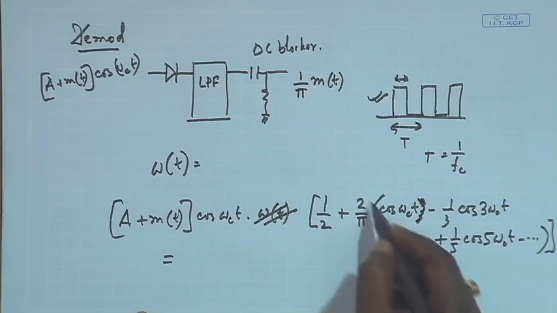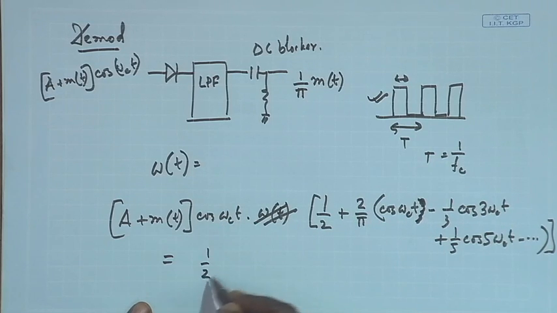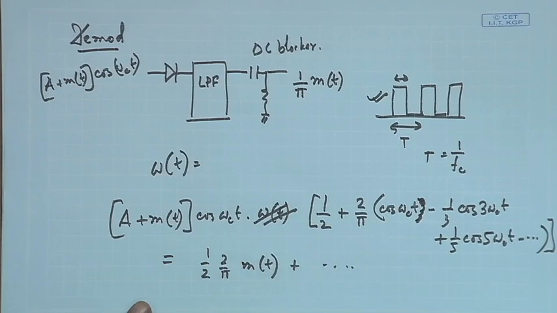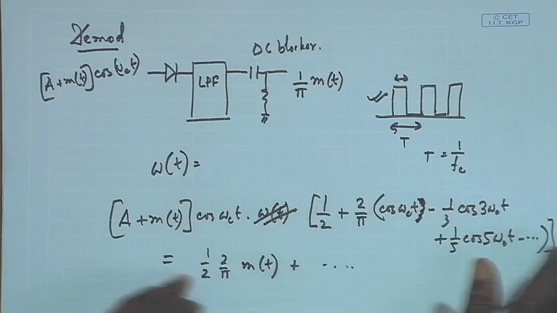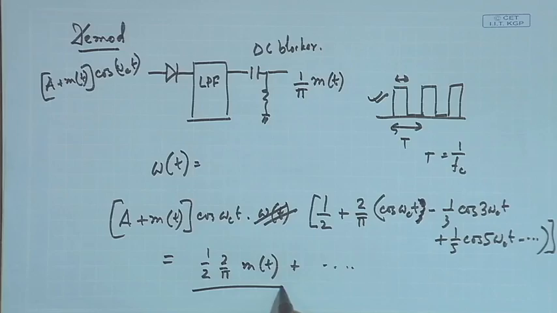So, if I just pass it through a low pass filter, only that part will come out, which is 2 by pi into half, so half into 2 by pi into mt, plus there will be all other harmonics. If you multiply all these things, you will see there will be some terms into mt into cos omega ct and cos 2 omega ct, 3 omega ct and all those things. Okay. So, I will only have this part.